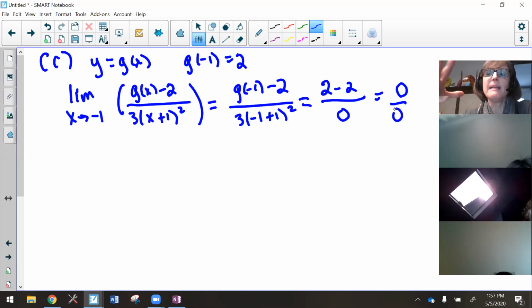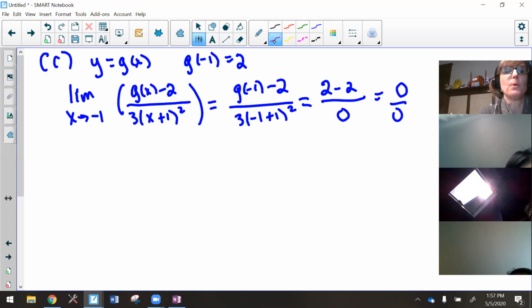So when you take a limit and you get 0 over 0, that tells you something really important that you can use. So what can you employ at this point? L'Hopital's rule. L'Hopital's rule.